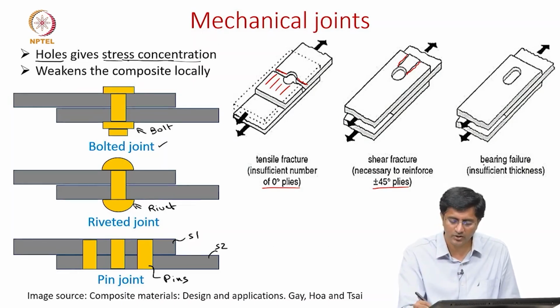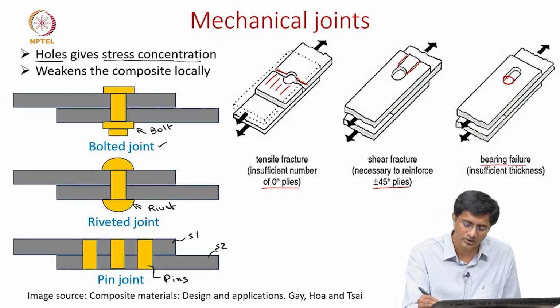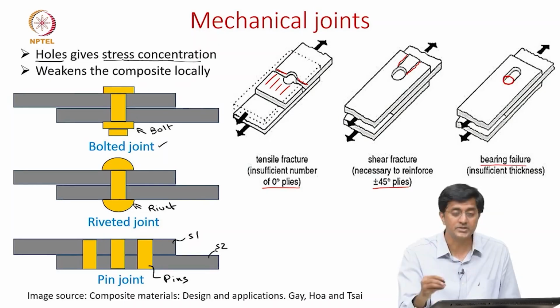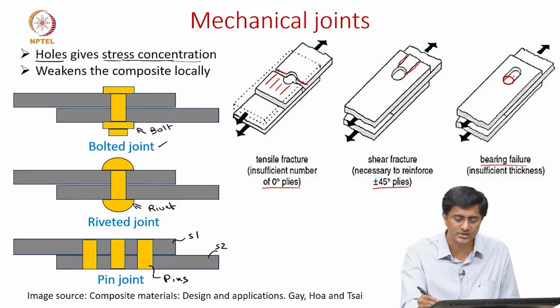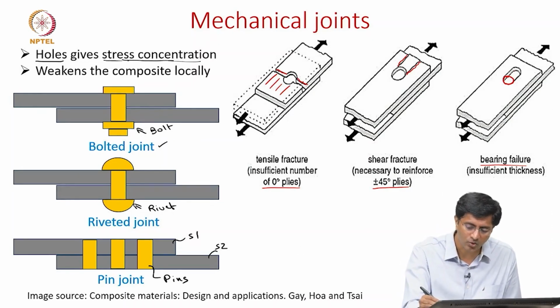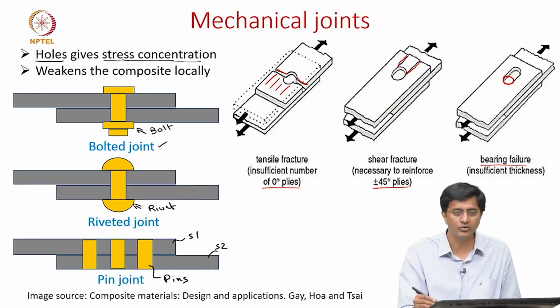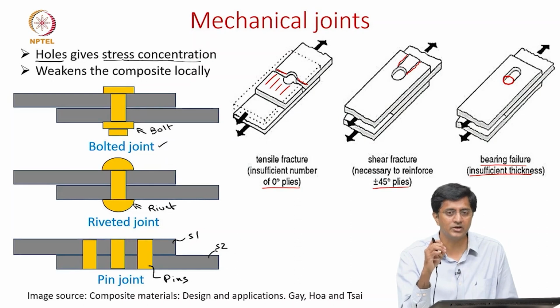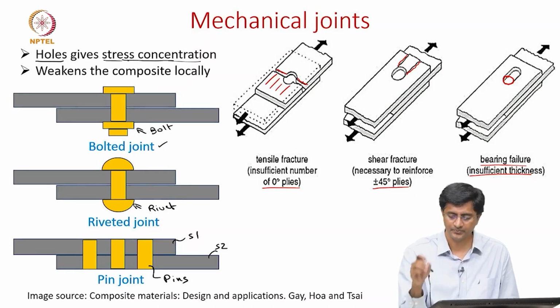And lastly, we are looking at bearing failures, where let's say initially the bolt is here, but then once we apply the loads, let's say if the laminate has a less resistance to bearing, then this hole gets elongated. How do we avoid this? This is simply by increasing the thickness of the laminate, because it indicates that we have designed it with insufficient thickness, and if you increase the thickness, one should be able to minimize this failure mode.